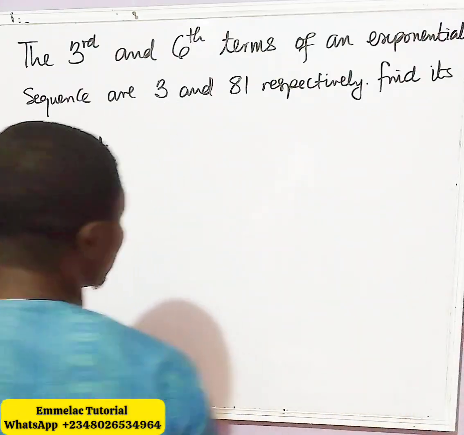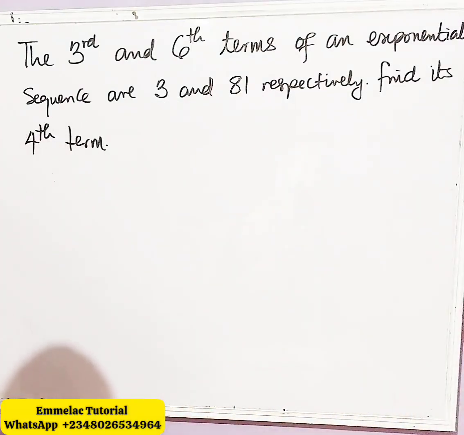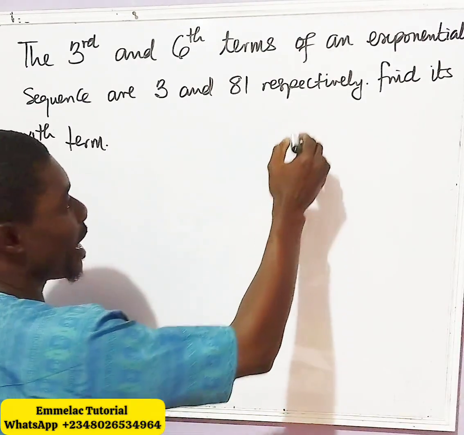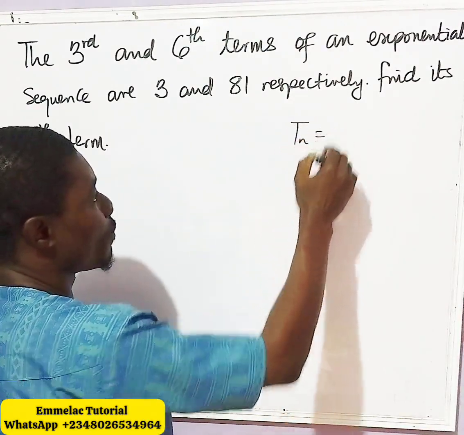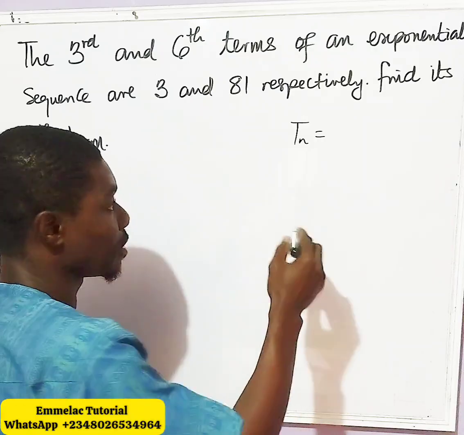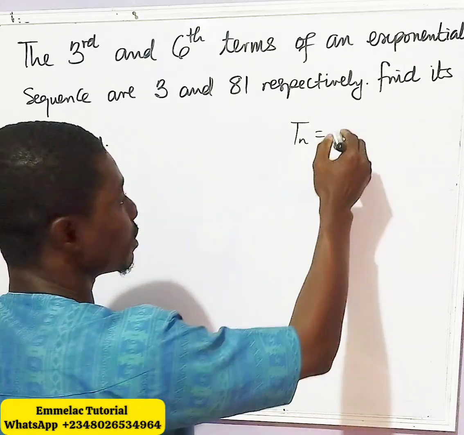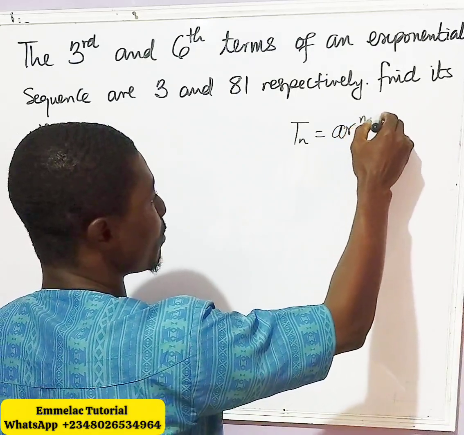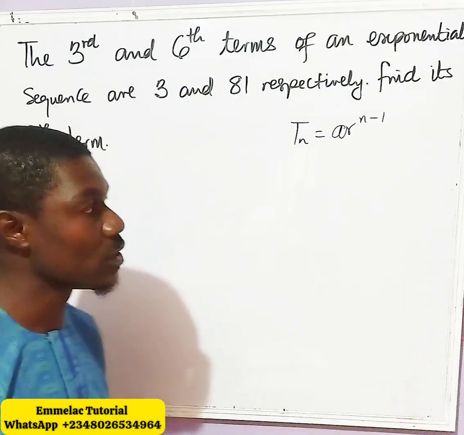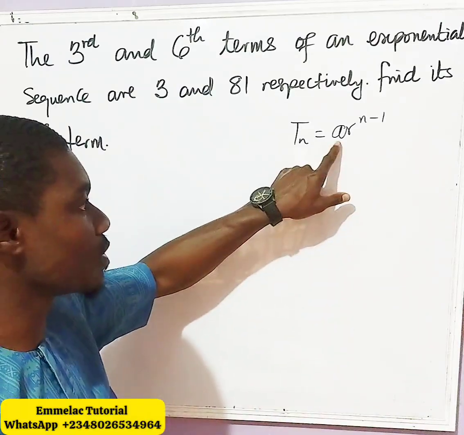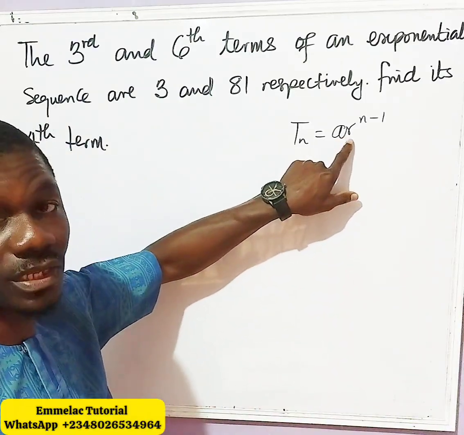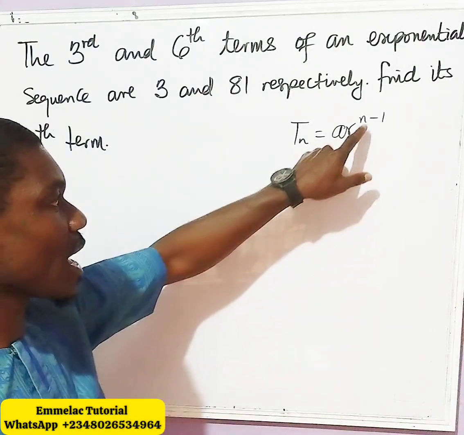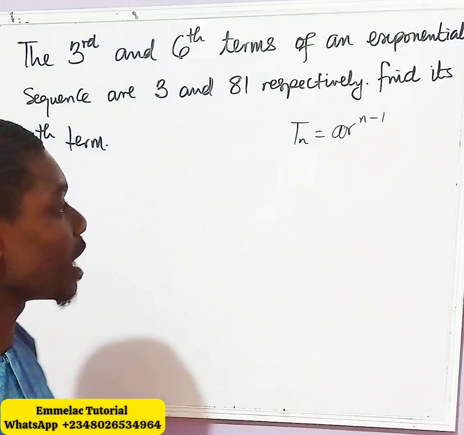Let's start by saying that the nth term of any exponential sequence, or geometric sequence, is given as AR raised to n minus 1, where a is the first term, r is the common ratio, and n is the number of the term.